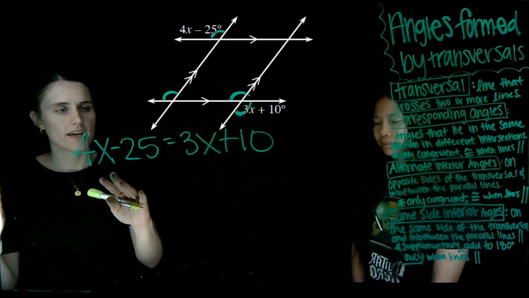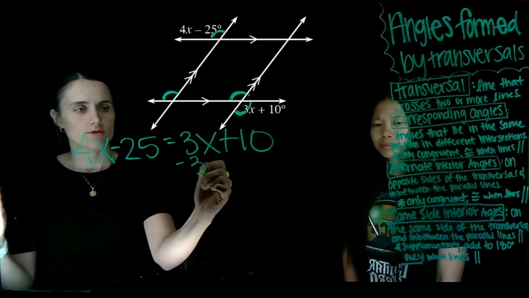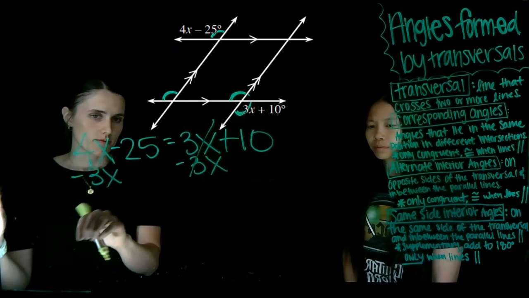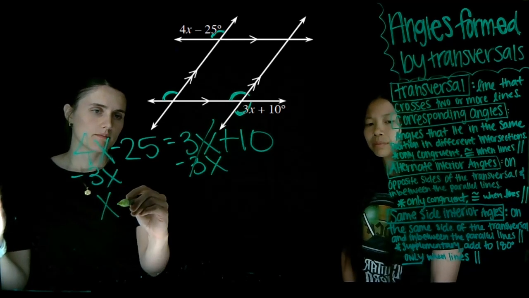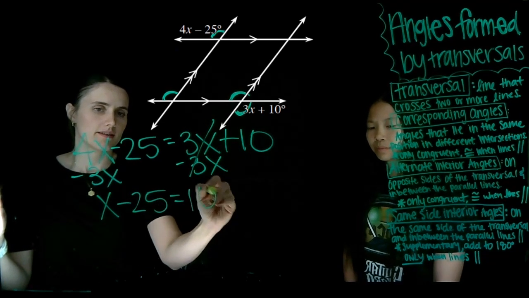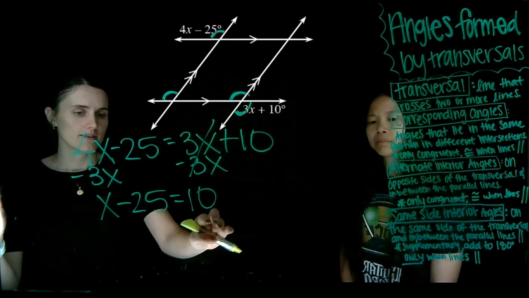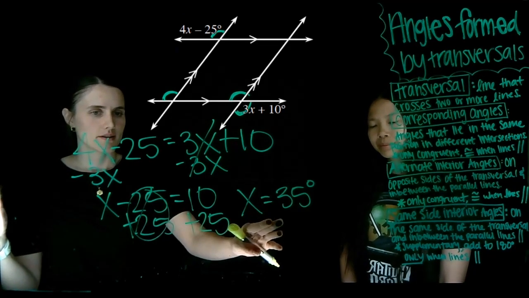So we're first going to get all of our x's on the same side. So I'm going to subtract 3x from both sides, and I'm left with 1x, or just x, minus 25 equals 10. I'm going to add this 25 over here to make this a zero pair. I'm left with x equals 35 degrees.